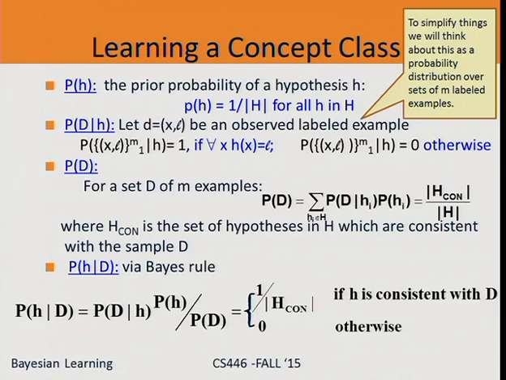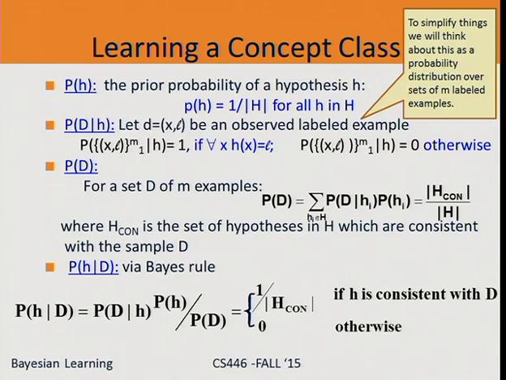And I'm going to get in the denominator 1 over the size of H consistent from this ratio. And this tells me it's either 1 or 0. So it's either 1 times this if I'm consistent, or 0 if I'm not consistent. So what did I get? Hopefully you're not surprised. This is what you wanted to get.